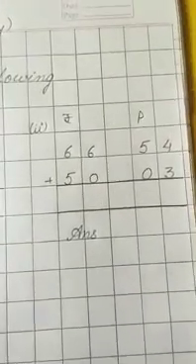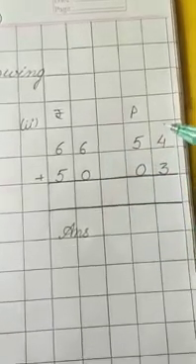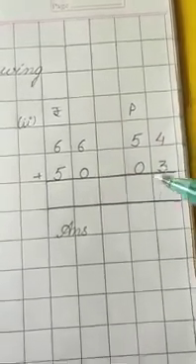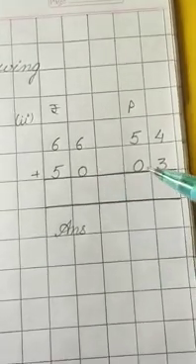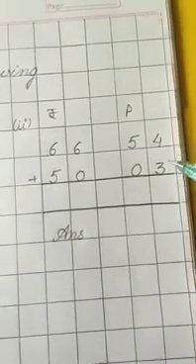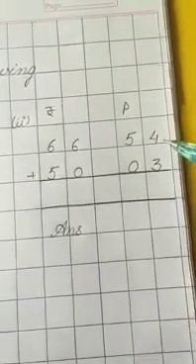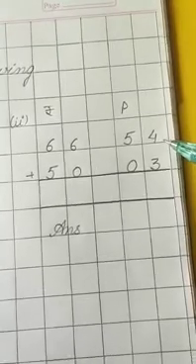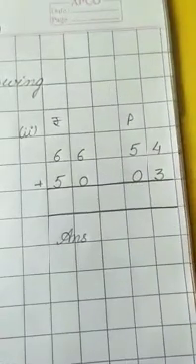Now let's solve one more question, children. Here 66 rupees and 54 paise is given to you. And you have to add 50 rupees and 3 paise to it. Now let's start adding. We will add the paise first. So 4 plus 3. Now 4 is in our mind, children. Start counting from the next number. 5, 6, 7. So we get 7 paise.